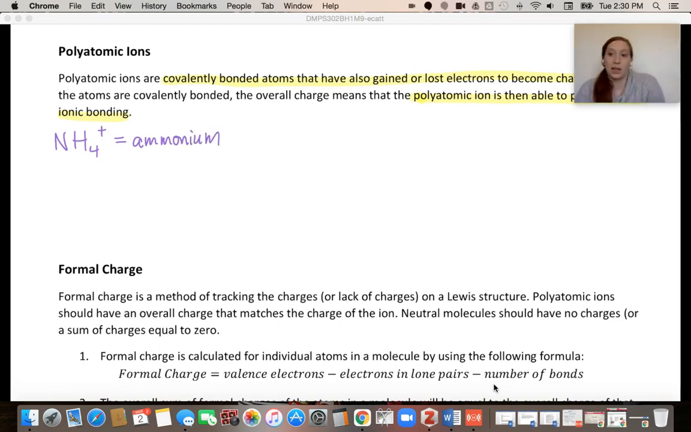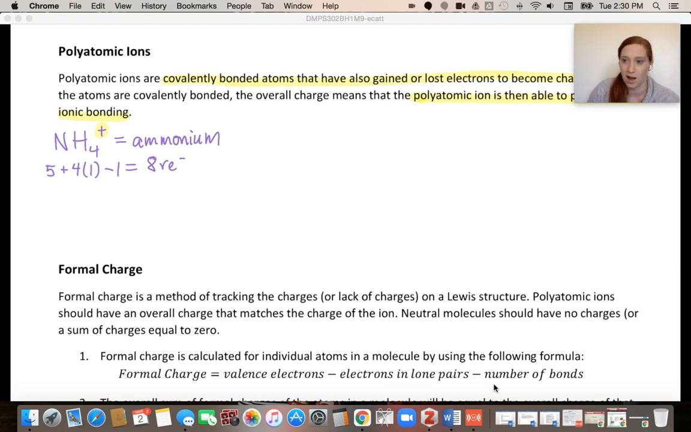We're going to make sure that we basically just use the same process to start out with. Count up the total number of valence electrons. The catch is we have to account for the charge of the ion. So nitrogen has 5 valence electrons, 4 hydrogens at 1 valence electron apiece. Now we got to think about that positive charge. A positive charge means an electron has been lost. So I'm going to subtract 1 from that total number of valence electrons. 5 plus 4 is 9, minus 1 is 8 valence electrons, which is great.